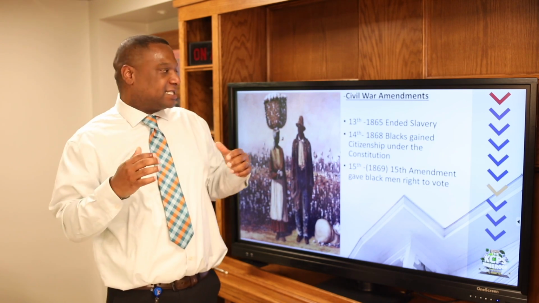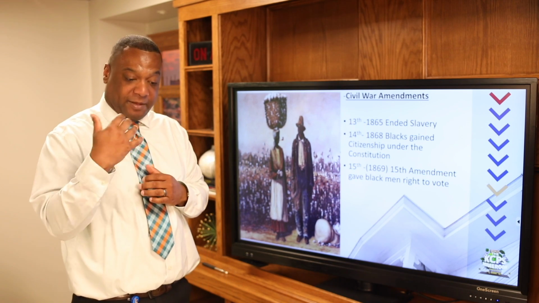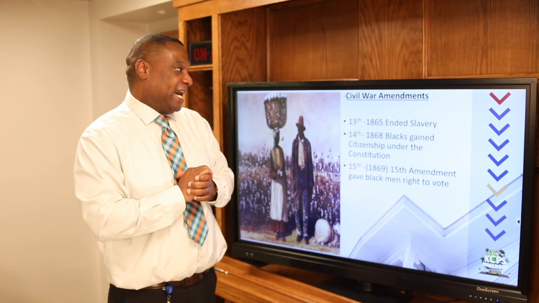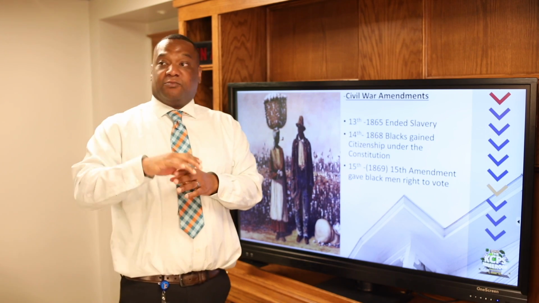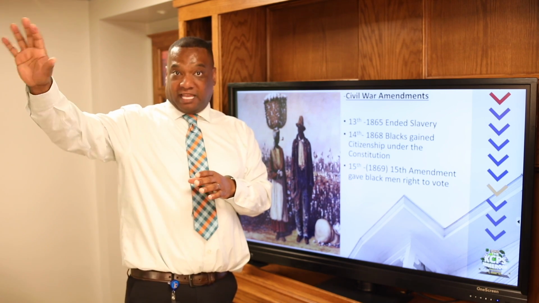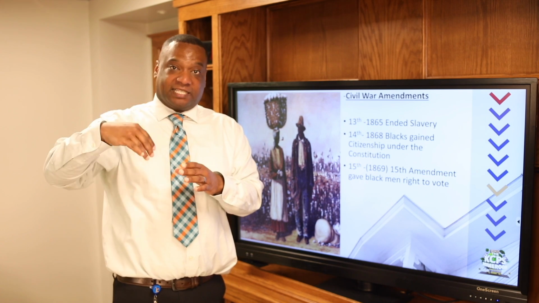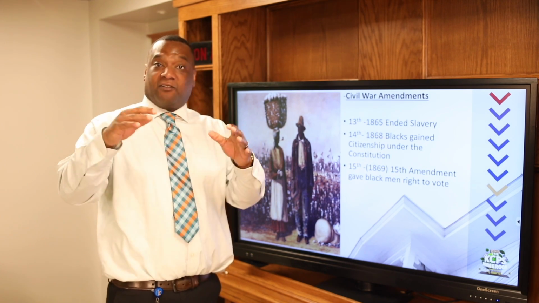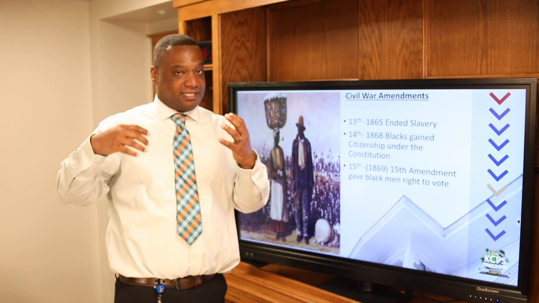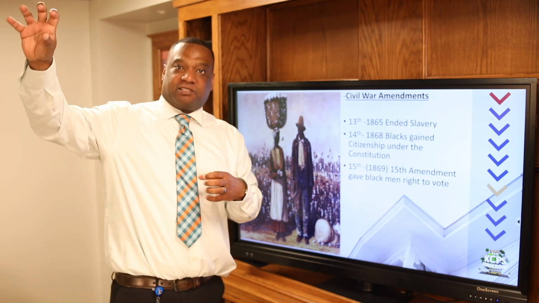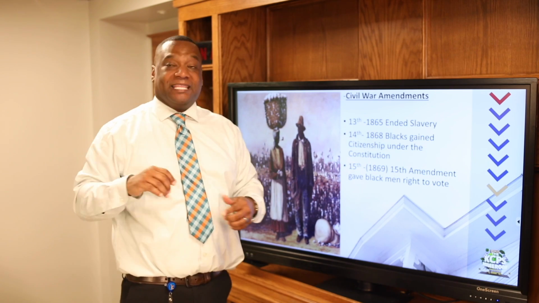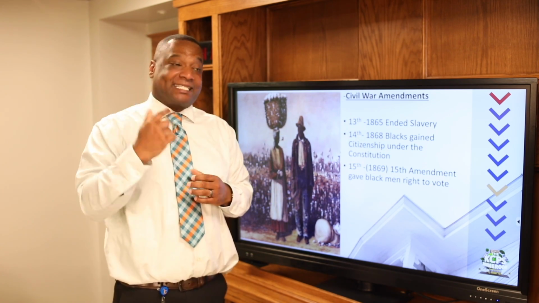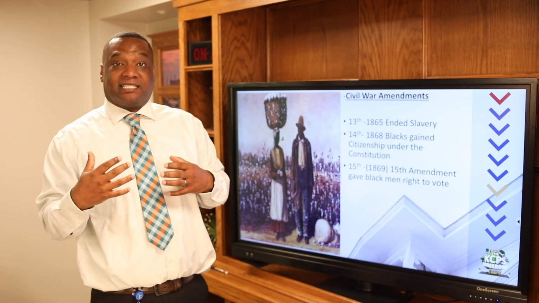So, let's get started. Constitutional issues that came up, right? The 13th Amendment ended slavery in 1865. So now emancipation happened after the Civil War. Those border states, places like Missouri, actually had to abide by the 13th Amendment that ended slavery, right? The 14th Amendment came in 1868. It gave black people citizenship, right?